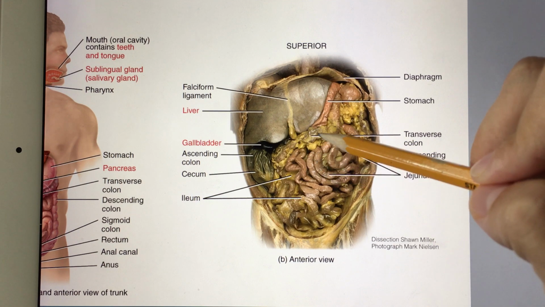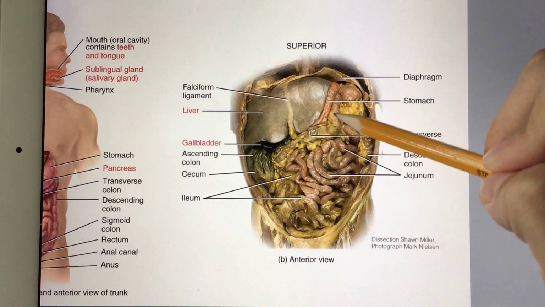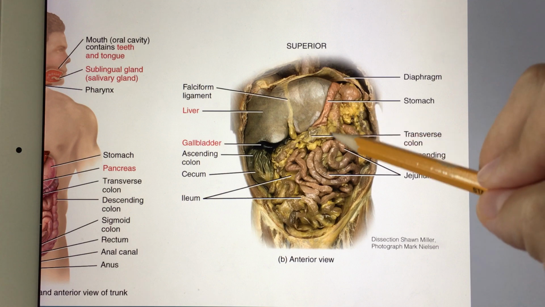Small intestine, this is a larger tube right here. This has got to be the large intestine. It's actually a transverse colon. The stomach is peeking through a little bit, and the yellow stuff is all fat.